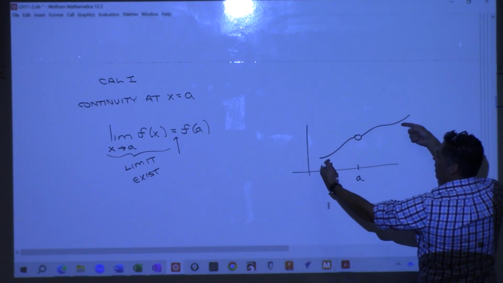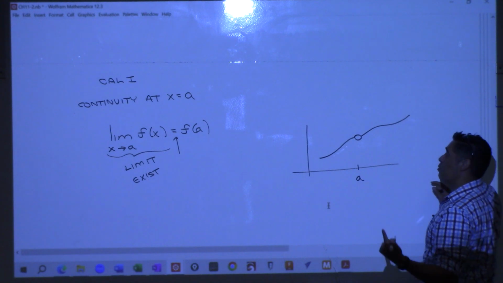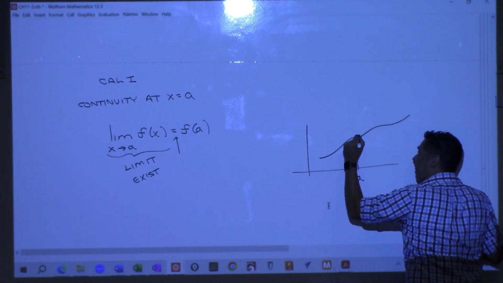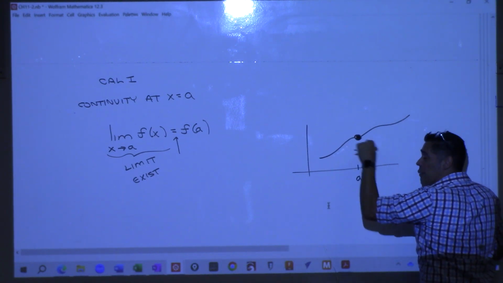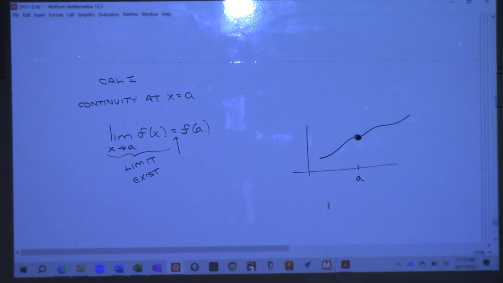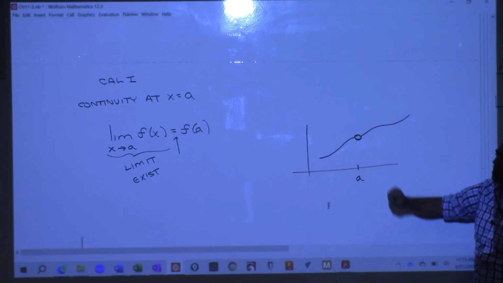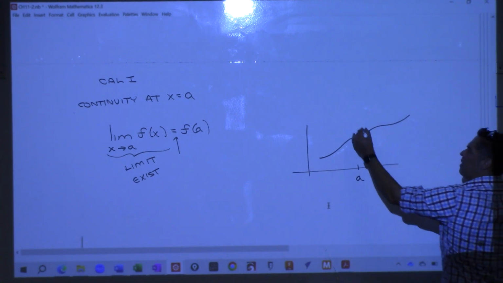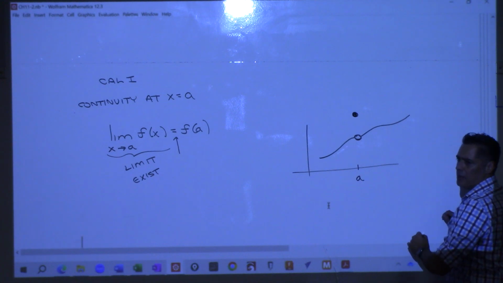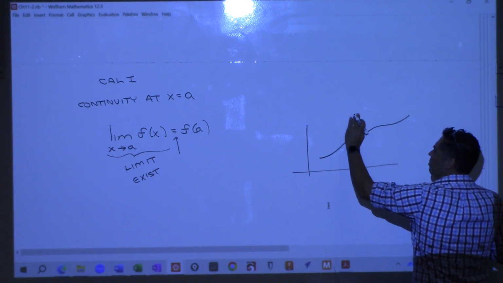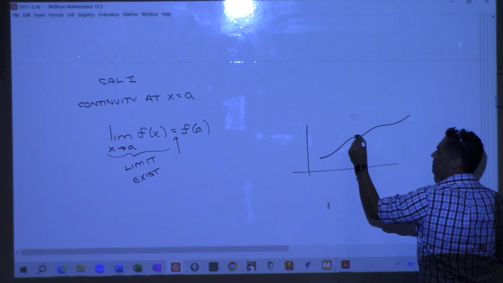So where the function is headed is actually equal to the function's value at a, and so you have continuity at that point because from both sides you're headed to the same place and it's a solid dot there. If you take this out, you lose continuity. If you move that point up here, you lose continuity, right? So to have continuity, you have to have the limit exist and that.